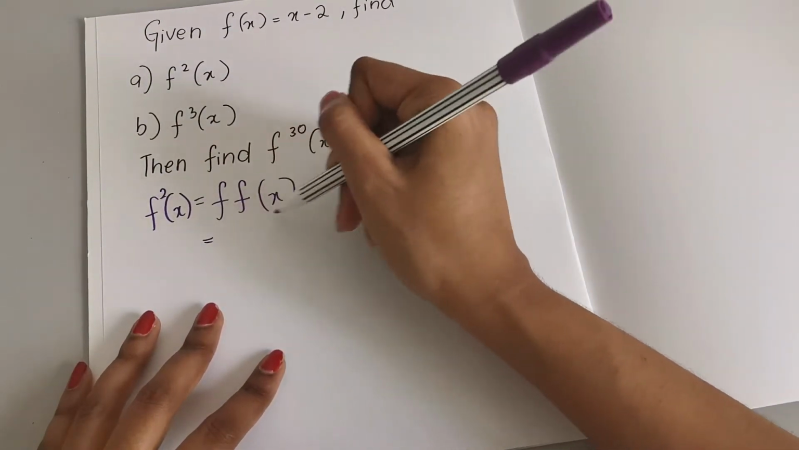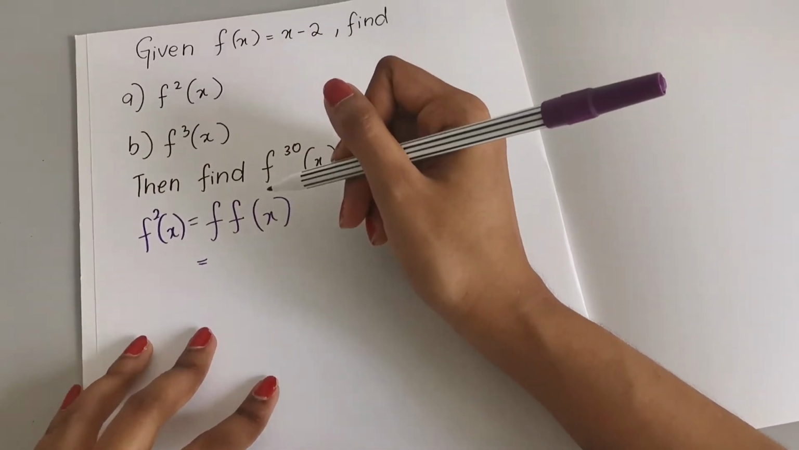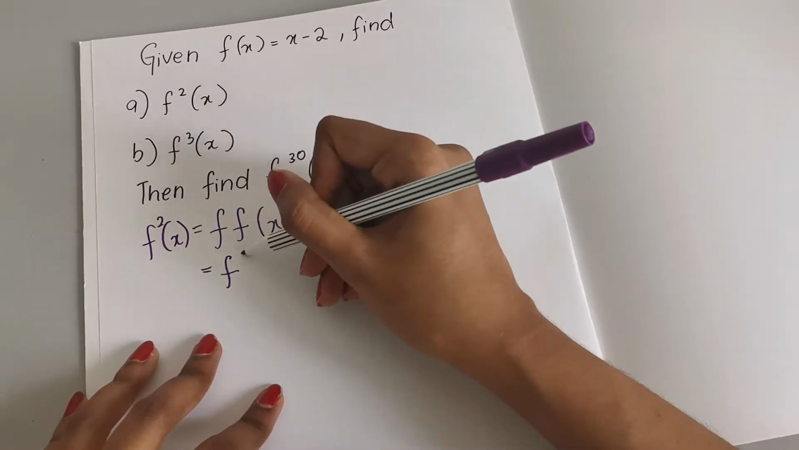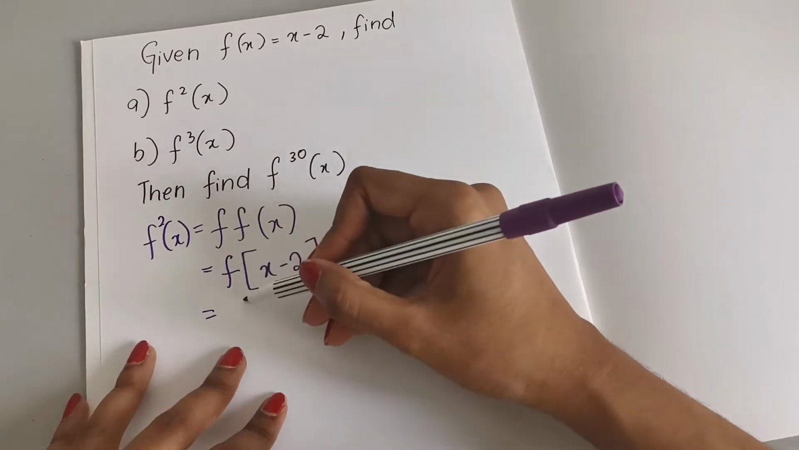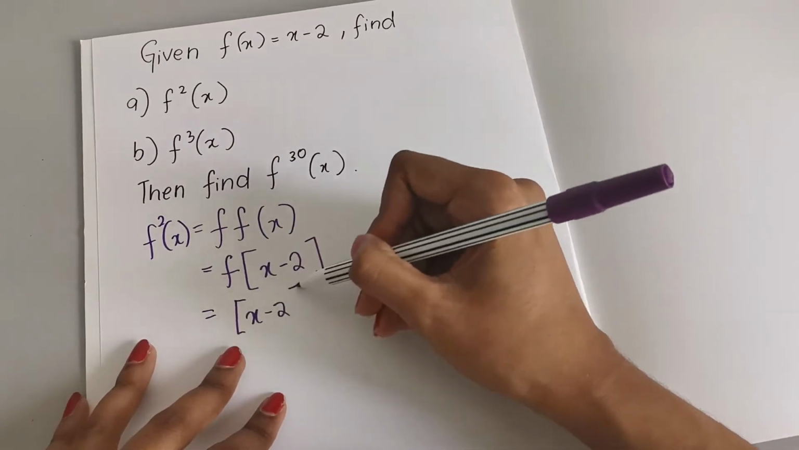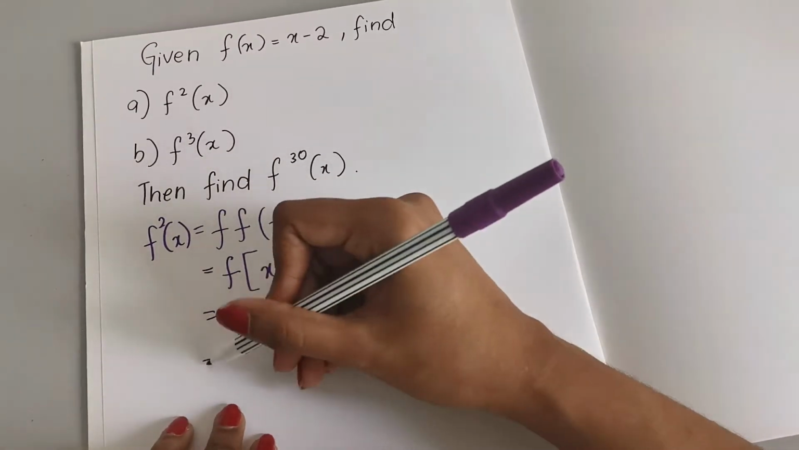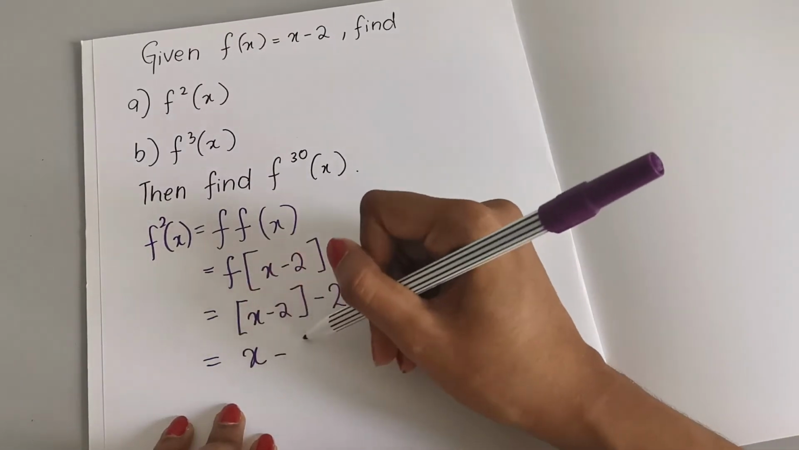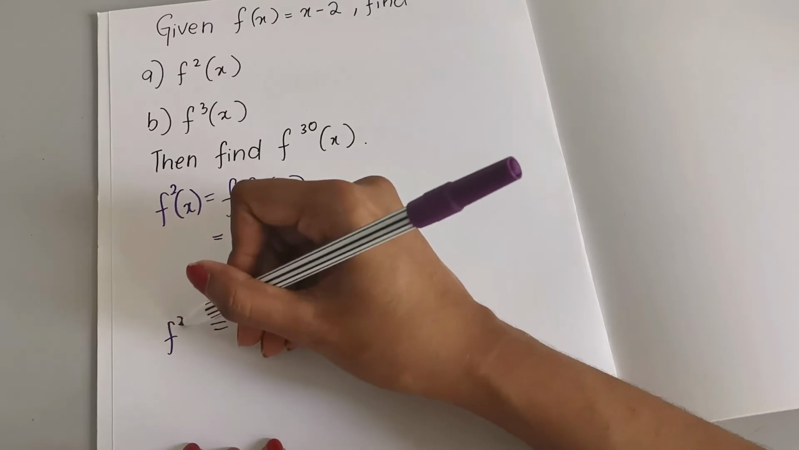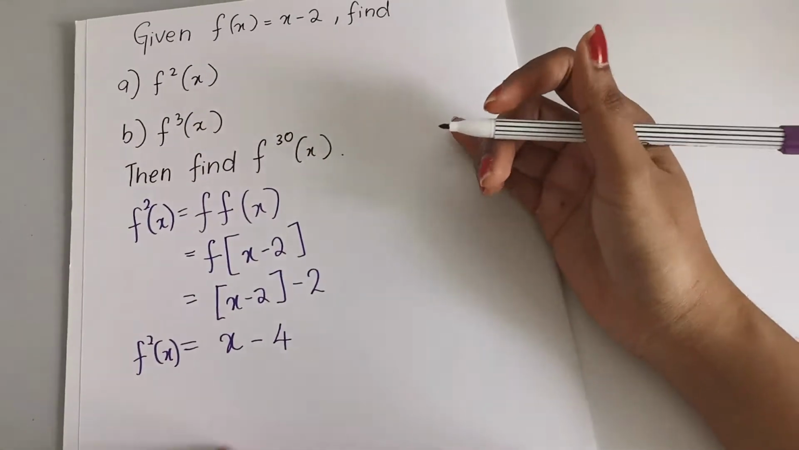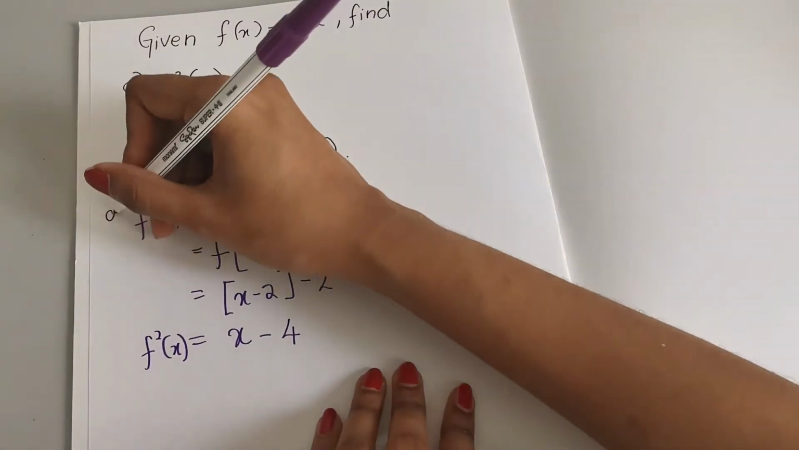Now we just substitute our value of f(x) here, so we obtain x minus 2, and then here x minus 2 minus 2. Eventually we get x minus 4. So this is our value for f squared x. Now this is for part A.